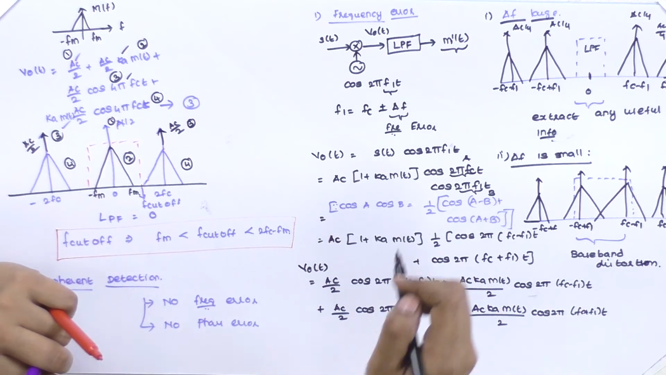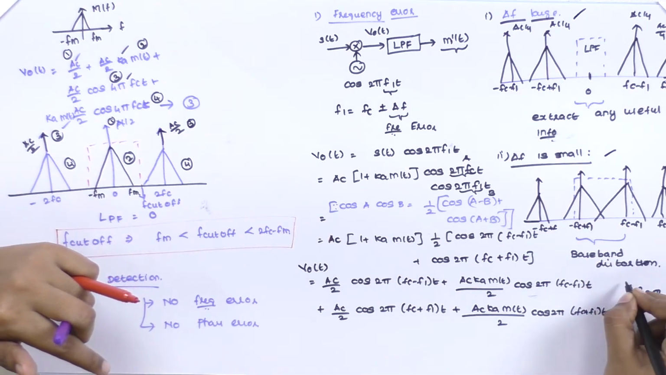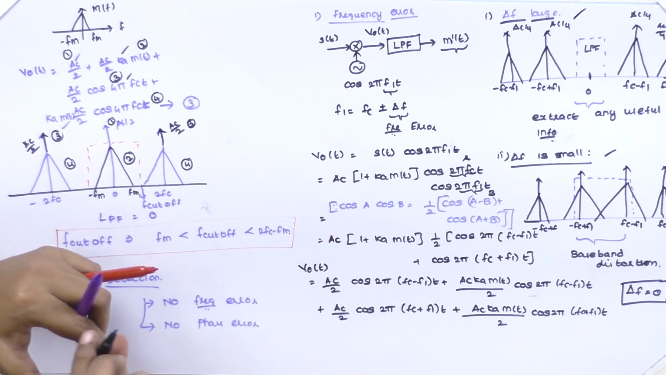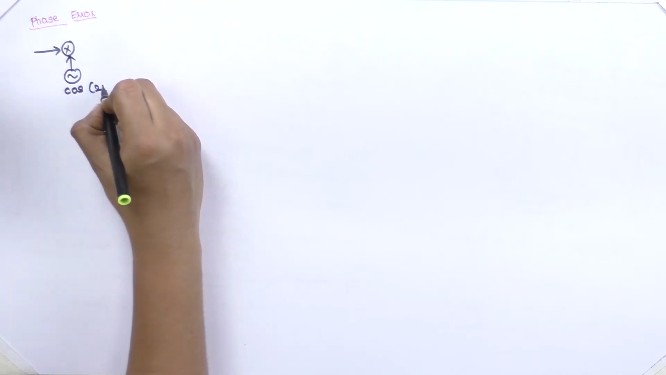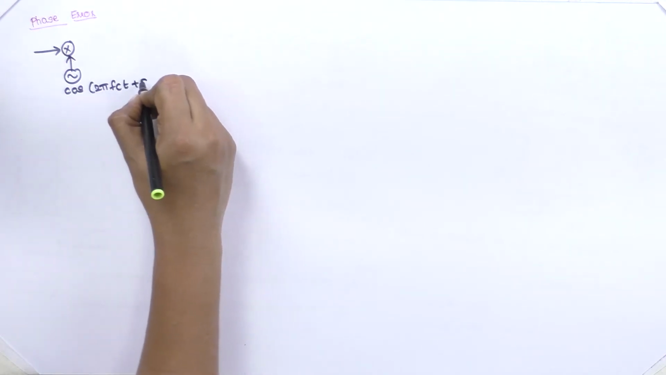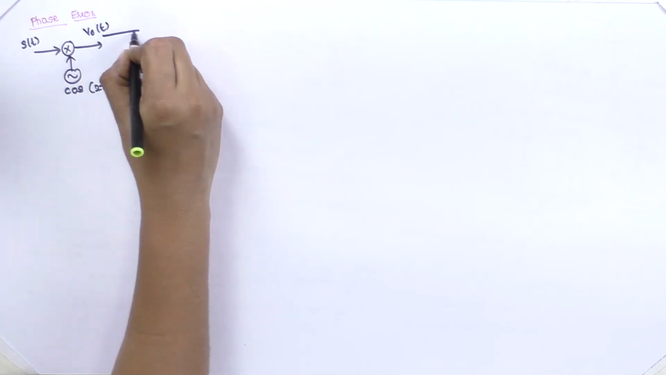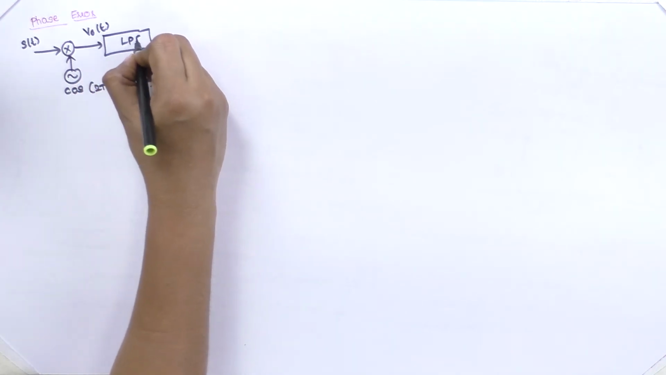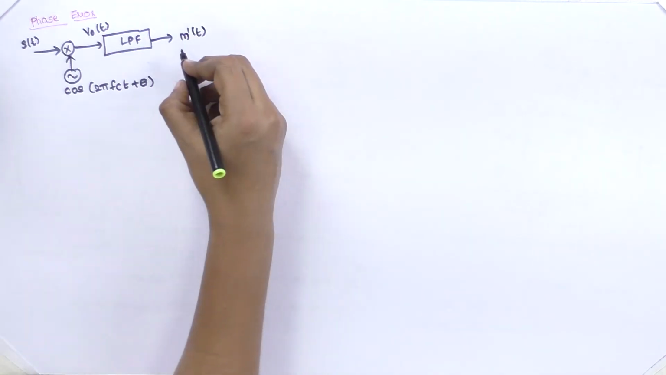Therefore, our del f value should not be large and should not be small. Our del f value for coherent detection should be equal to 0. Assume we have a phase error: we have a message signal multiplied by a carrier signal, cos 2 pi fct plus theta. Now, we have introduced a phase error into the carrier signal. The resultant is V naught of t, and it is applied to the low pass filter. Here high frequency components are attenuated and we will get the message signal as output.